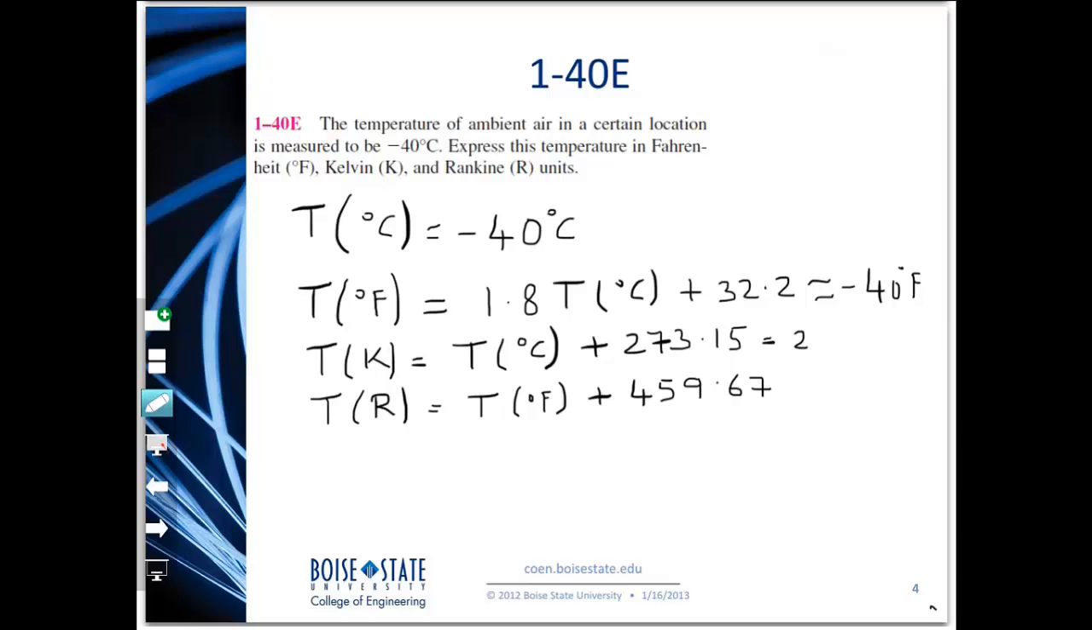This would be 233.15 Kelvin, and this would be 419.67 Rankine. Okay, and this is the temperature where both the temperature in Celsius and the temperature in Fahrenheit will be about the same, which is negative 40. Okay, now let's look at another problem.